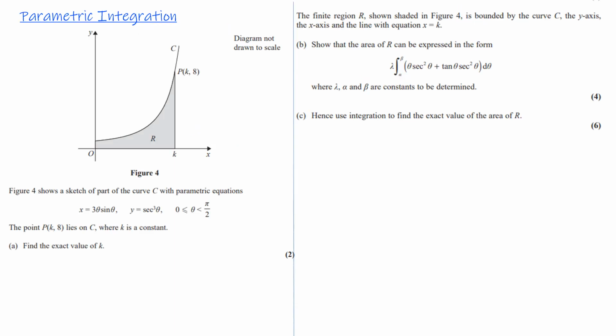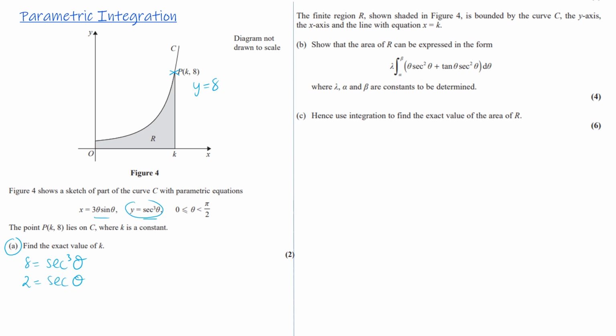Let's have a go at a parametric integration question. We've got this curve being given parametrically in terms of theta. We've got the point P, which is (k, 8), and in part A we're being asked to find what k is. Now what's happening at P? At P, y is equal to 8. So if we let y equal 8, 8 will equal sec cubed theta, and then if we take the cube root, 2 will equal sec theta.